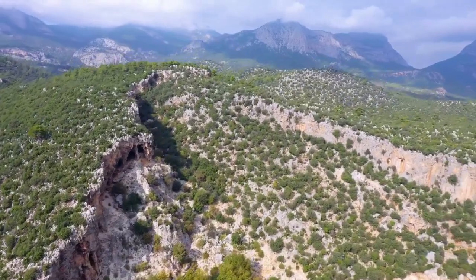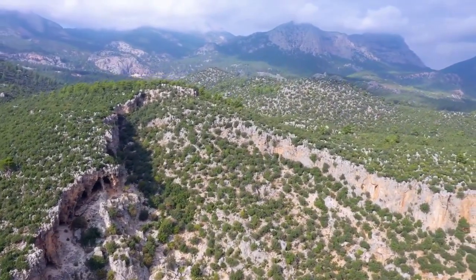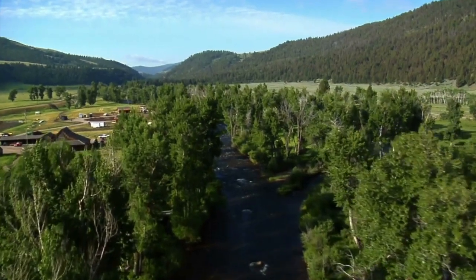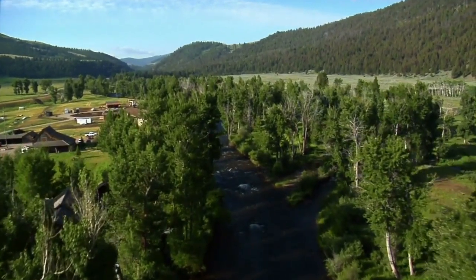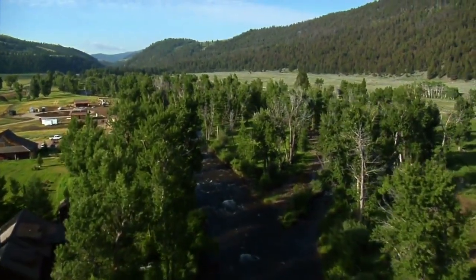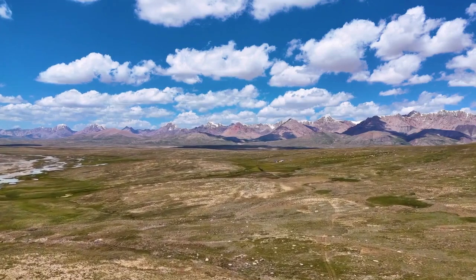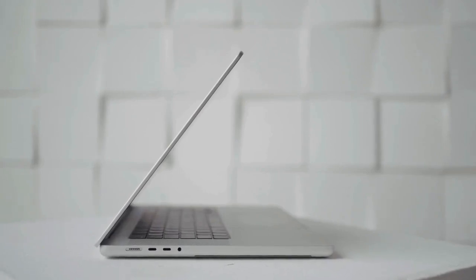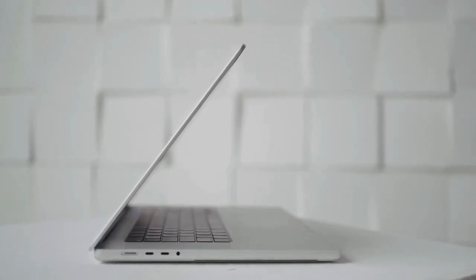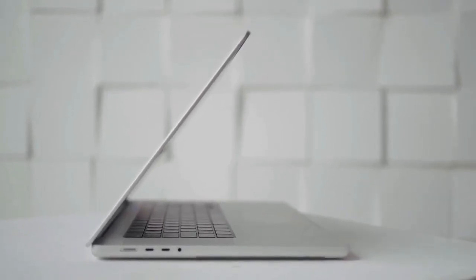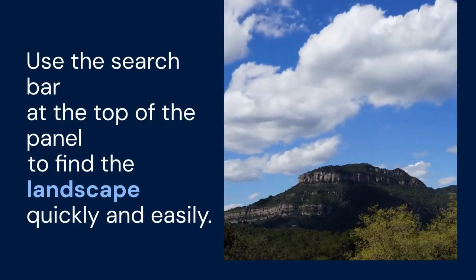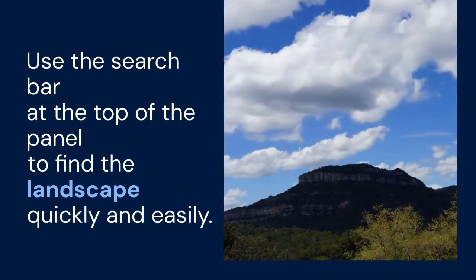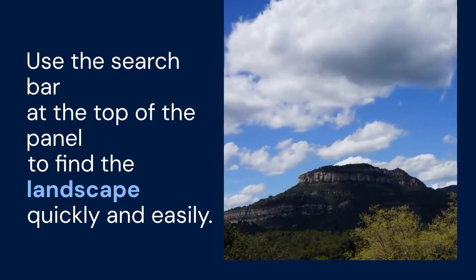The first thing you need to do is find your landscape actor. All objects in your level, including the terrain, are listed in a panel called the World Outliner. This panel is usually located on the top right side of your screen by default. In the World Outliner, you will see a complete list of every single actor currently in your scene. To find the landscape quickly and easily, you can use the search bar at the very top of this panel.